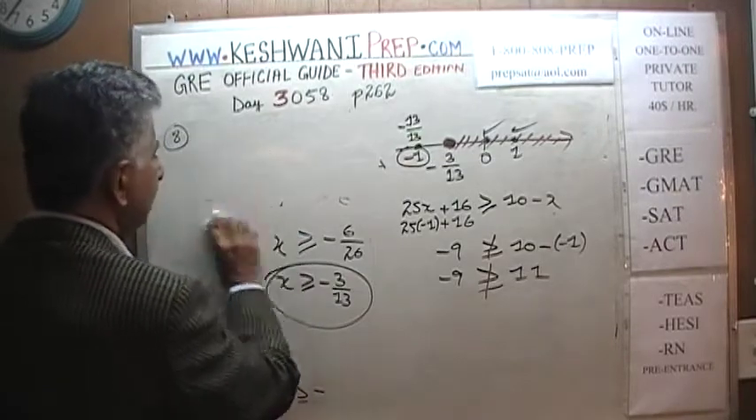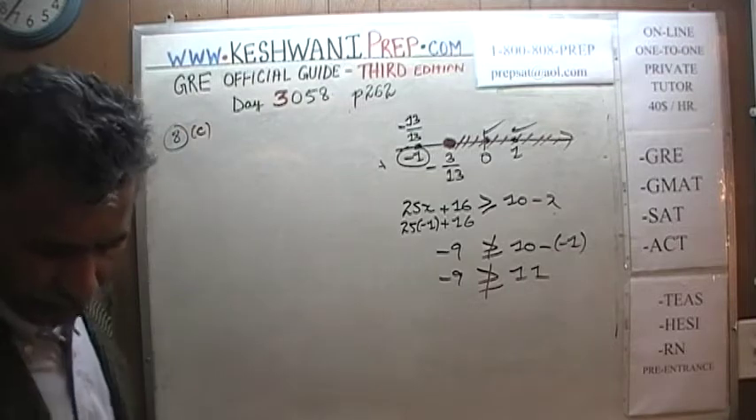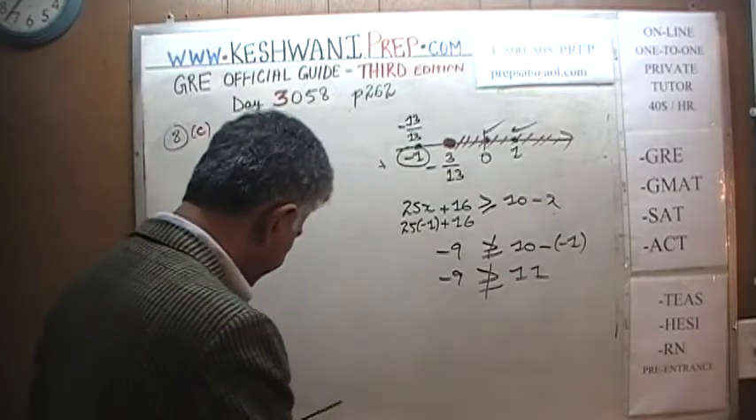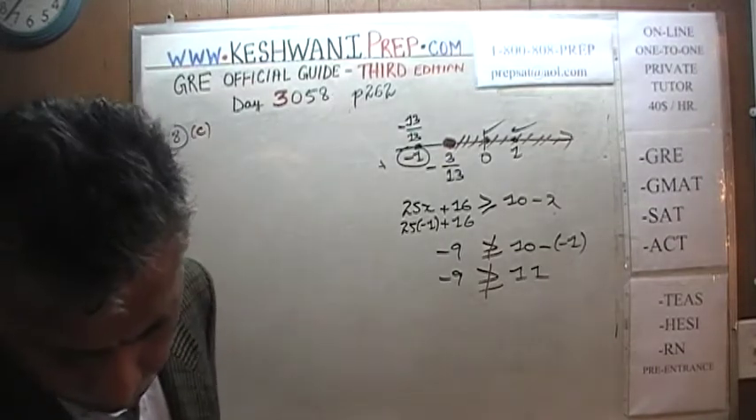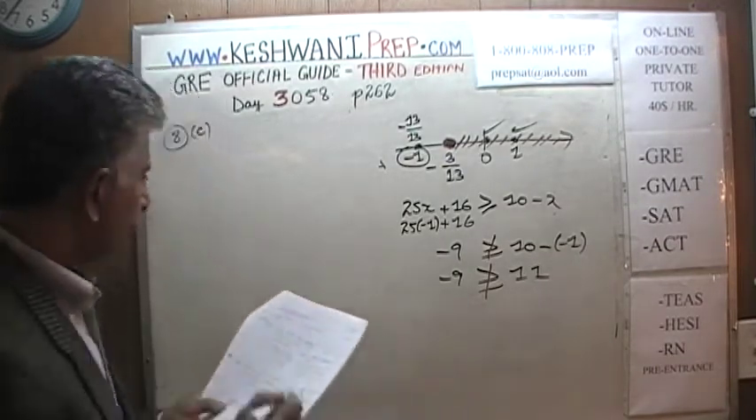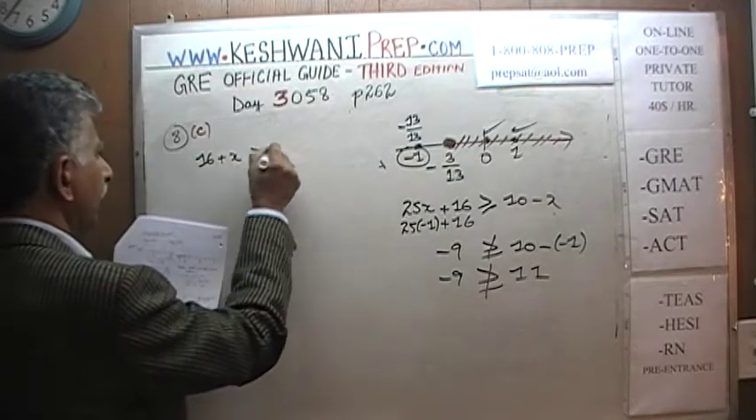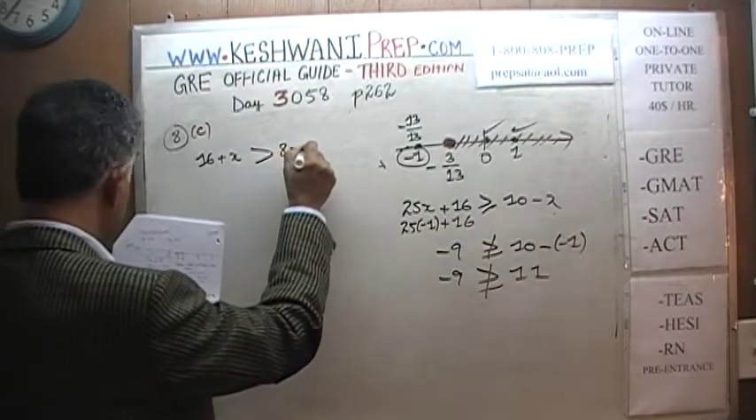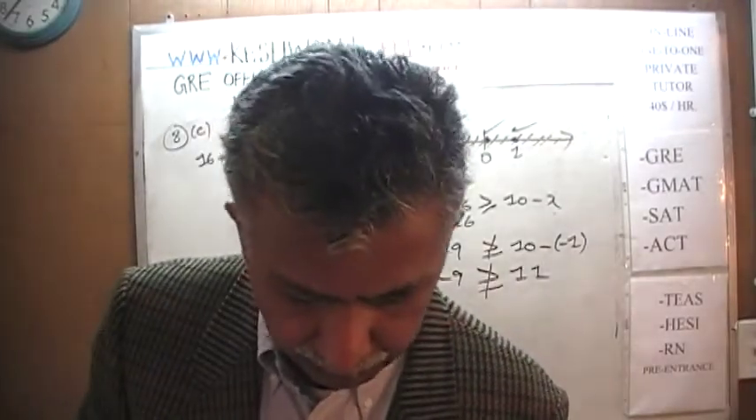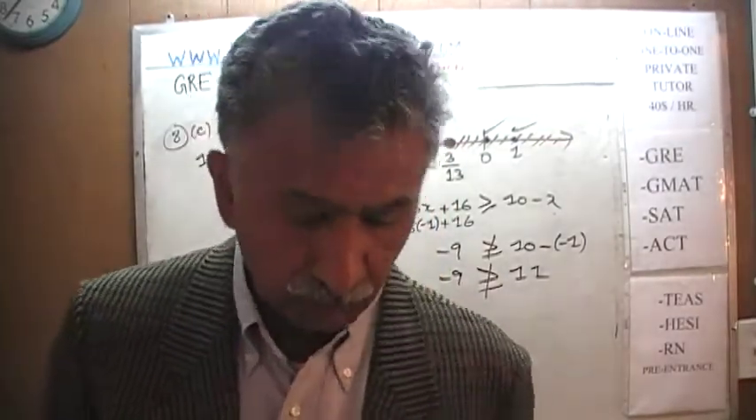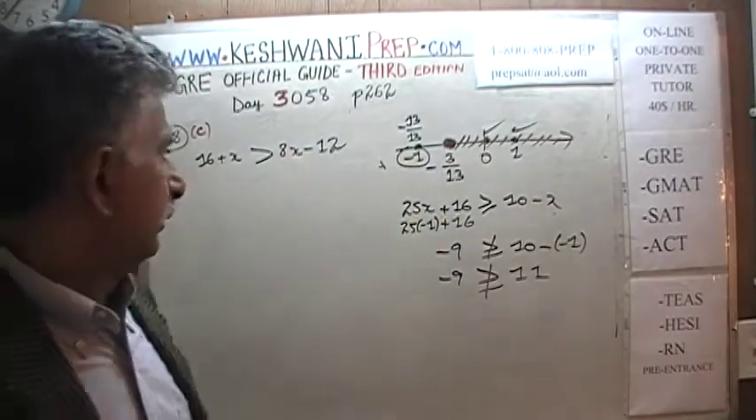Let's do the last part, part C. Part C says 16 plus x, we are told, is greater than 8x minus 12. Notice that this time we just have a greater than sign, we do not have greater than or equal to. So we are not going to include the endpoint. That will be an open point.